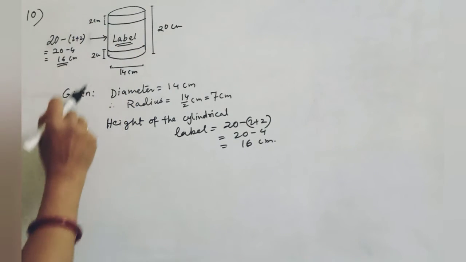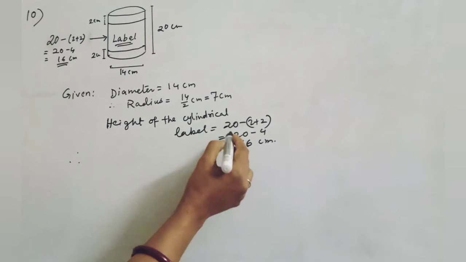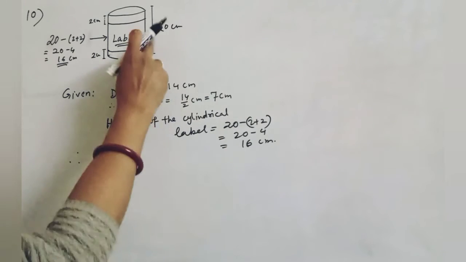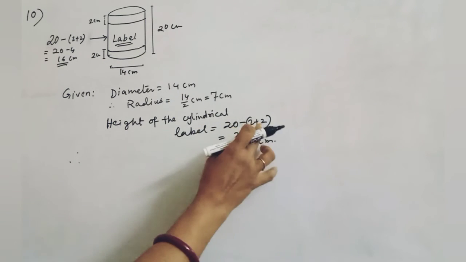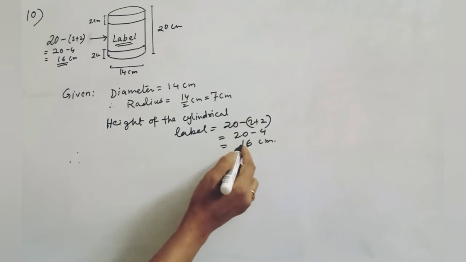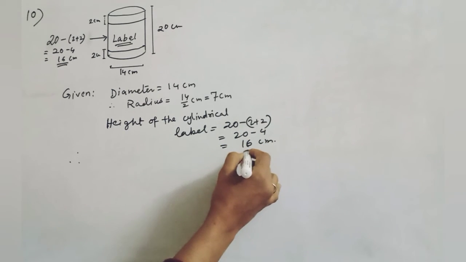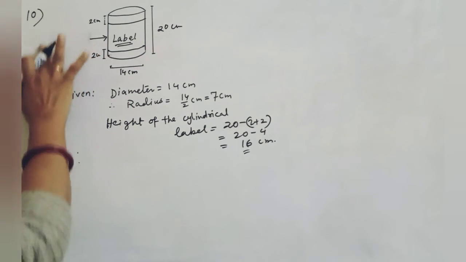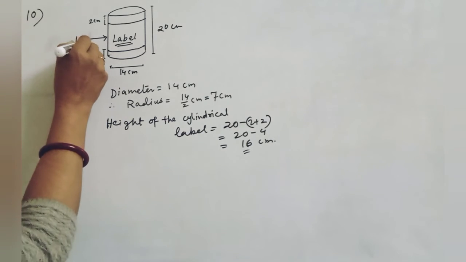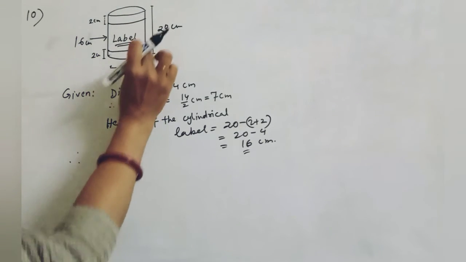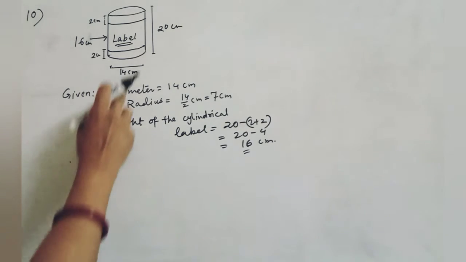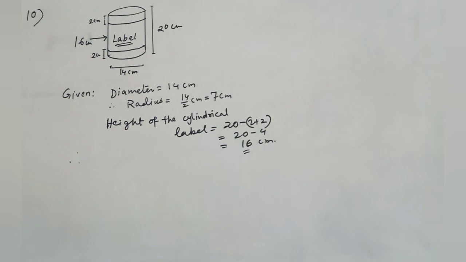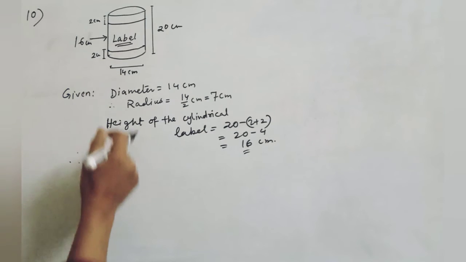So the height of the label will be 20 minus 4, that is 16 centimeter. The complete height was 20, from the top 2 centimeter and from the bottom 2 centimeter is left. So the height of the label is 16 centimeter. We have to find the CSA of this cylindrical surface of the label.